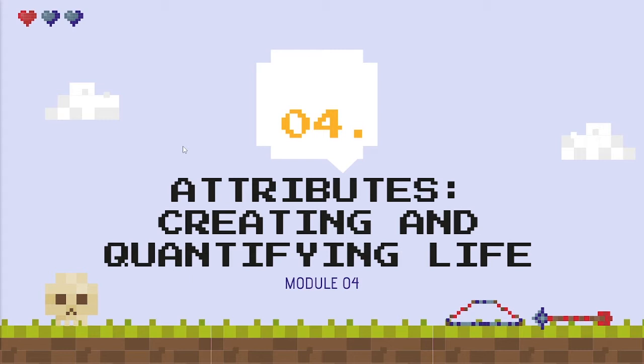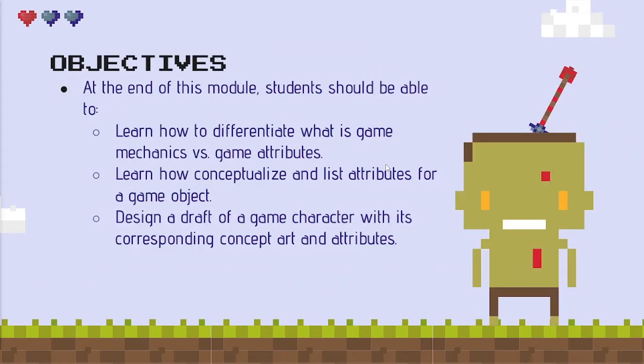Okay? Aside from the attributes, you'll also be providing a description. What's the purpose of those attributes? What kind of attributes are those? Why does your character have those attributes? So, basically, that will be the sum of our discussion for today. So, here are your objectives.